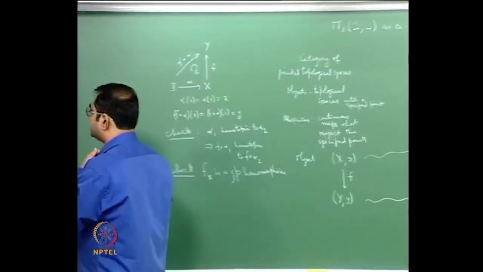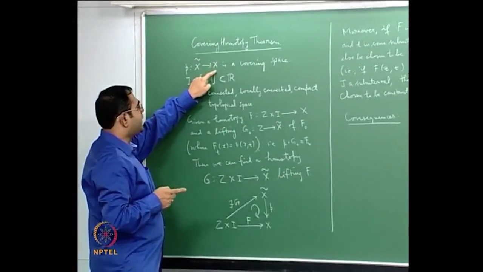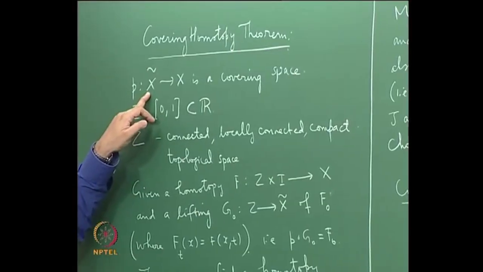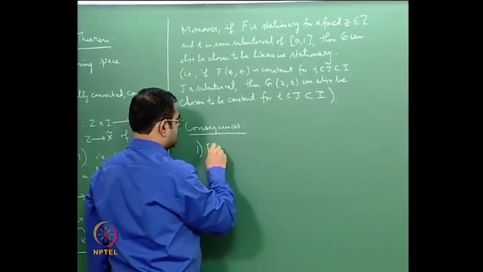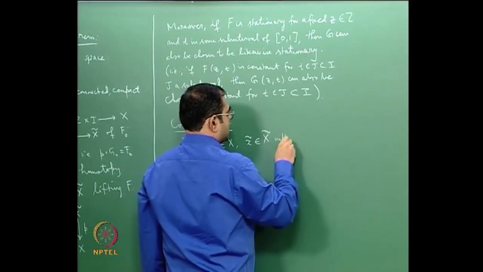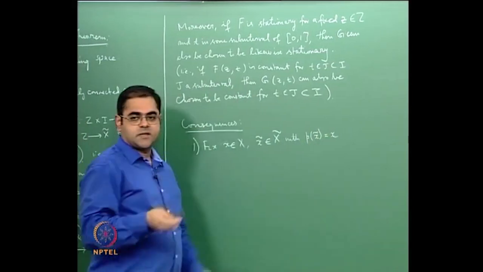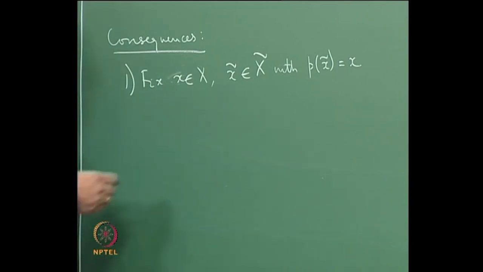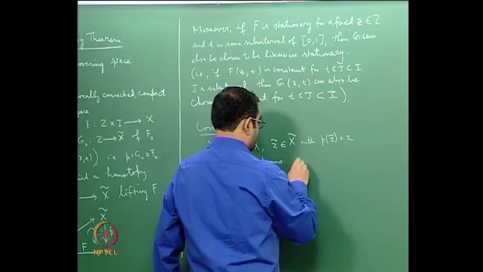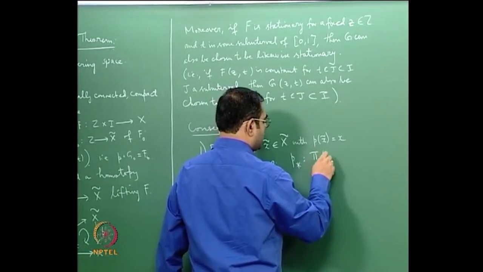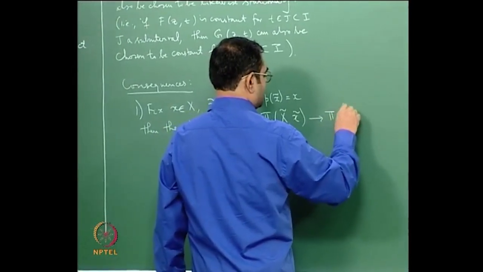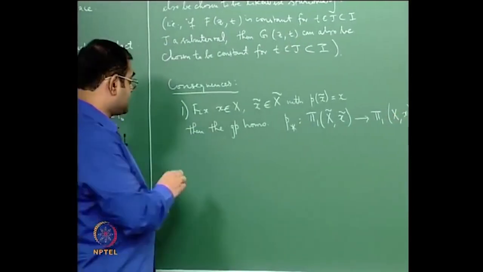So given this background, the first consequence I want to make is that if you have a covering space, you take a covering space like this, and let me fix a point here in capital X and a point above it. So fix small x belonging to capital X, and small x tilde belonging to capital X tilde with P of x tilde equal to x. That means you choose a point below and a point above which goes to this point. Then the group homomorphism P lower star, from the first fundamental group of the top space based at the point x tilde to the first fundamental group of the base space X based at x, is injective.